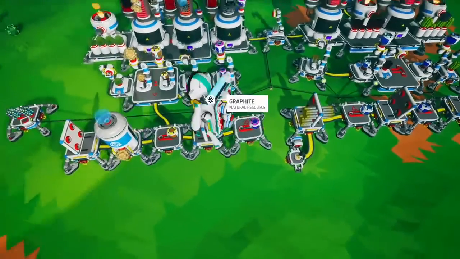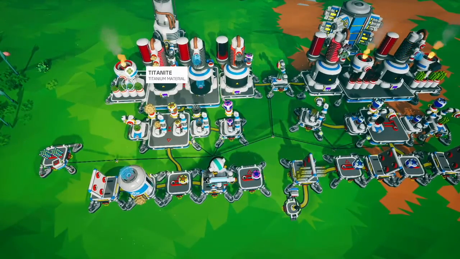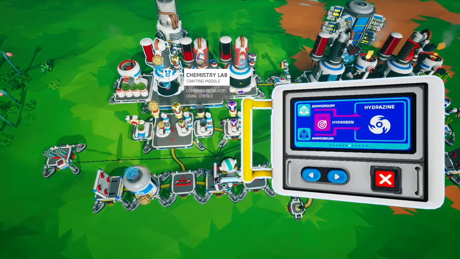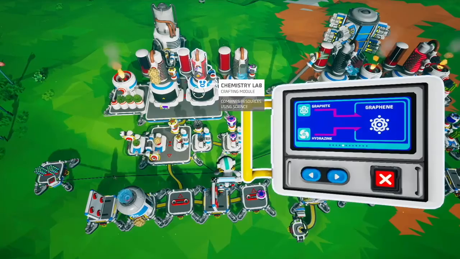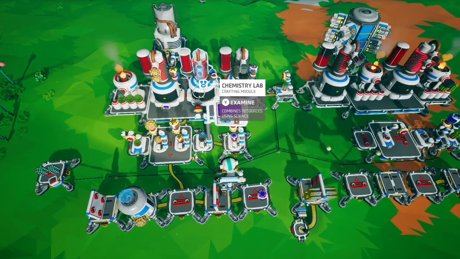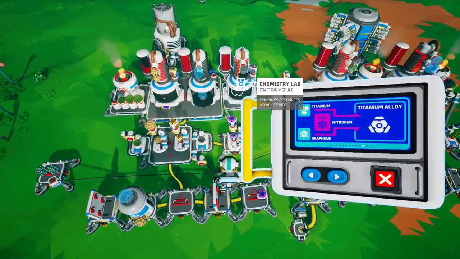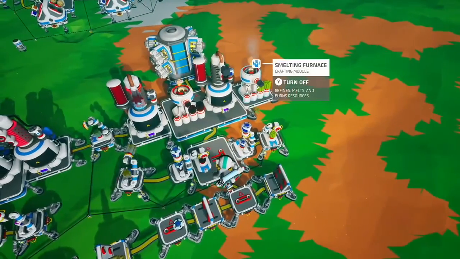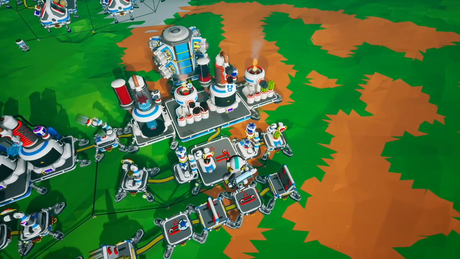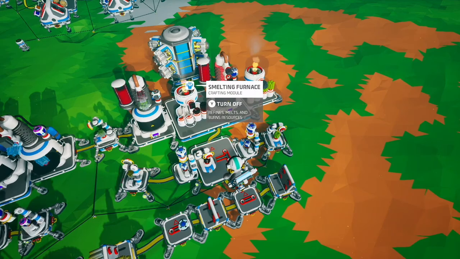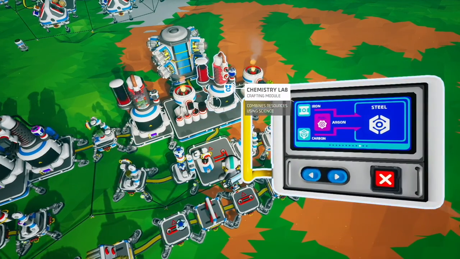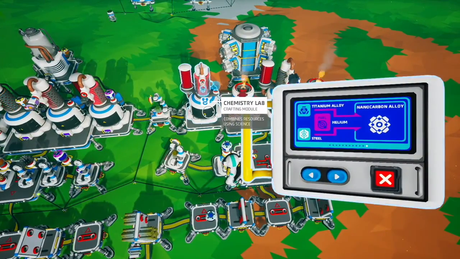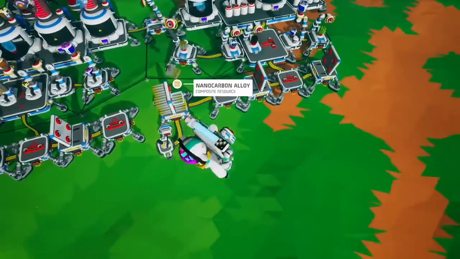So again, we have smelting titanite here into titanium. We have chemistry lab producing hydrazine with ammonium and hydrogen, chemistry lab producing graphene with graphite and hydrazine, and titanium alloy with graphene, titanium, and nitrogen. Over here, we're smelting organic into carbon. We are smelting hematite into iron, combining those with argon to make steel, and then finally titanium alloy, steel, and helium to make the nanocarbon alloy. So this is the setup.